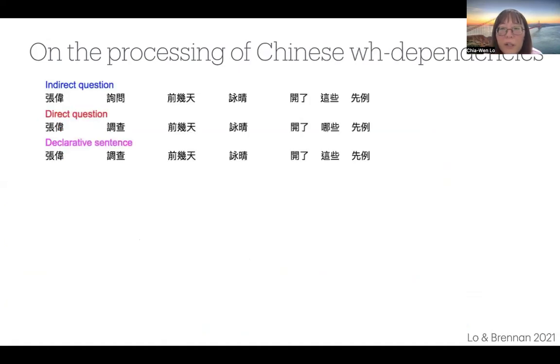And what about the Chinese WH question? In this study, they manipulate the verb type. For example, 询问, which might have the question feature or WH feature in the verb, versus a verb, for example 调查, which doesn't have any WH or question feature. And they also manipulate 这些 versus 哪些. This results in these three different sentence types here.